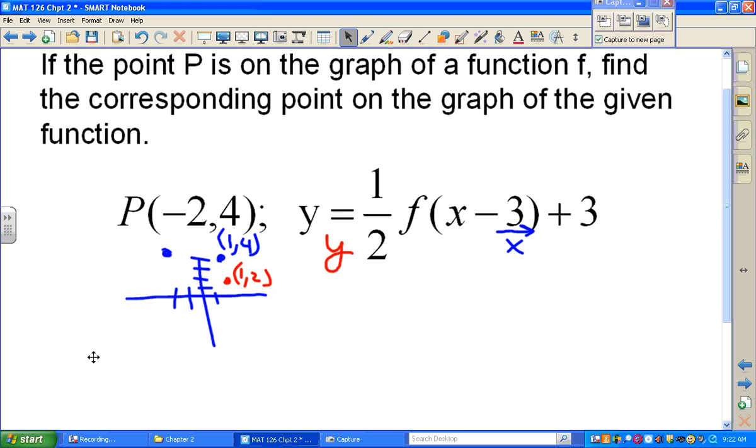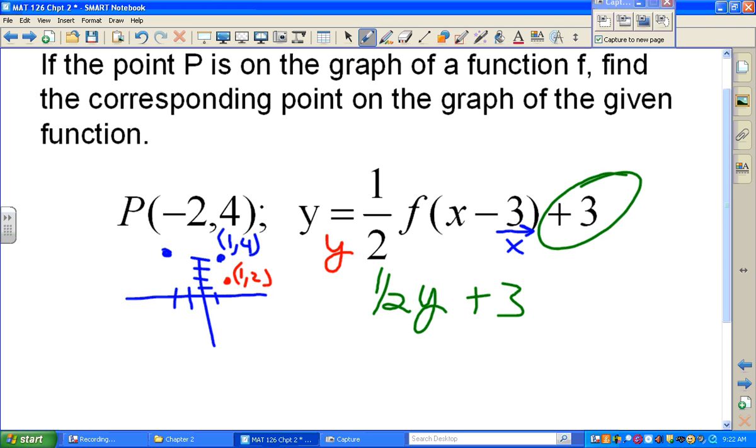And then finally, it says I have to add 3. Is that going to affect the y coordinate or the x coordinate? Y coordinate. What did I do? I took half of y, and then I'm going to add 3 to it. Anything outside the parentheses is going to affect the y. Anything inside the parentheses is going to affect the x. So half of y, we already did. Then I'm going to add 3. So my final answer, the corresponding point, will be 1, 5.